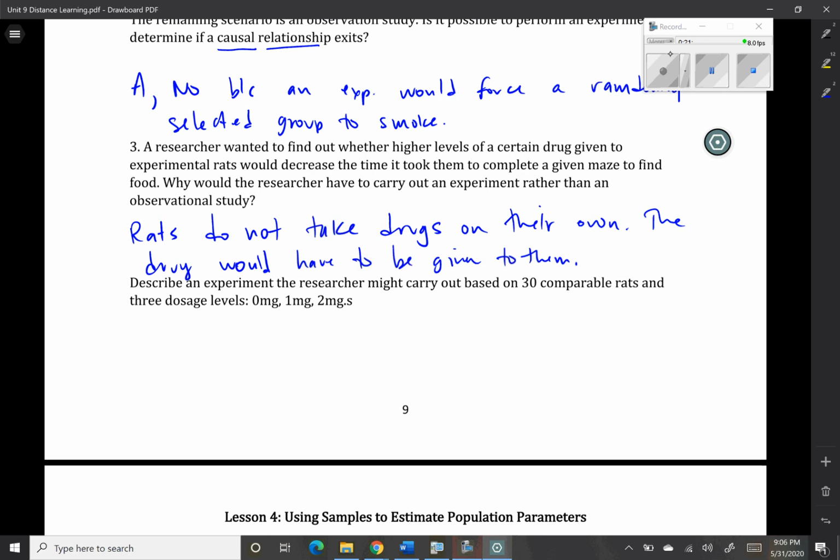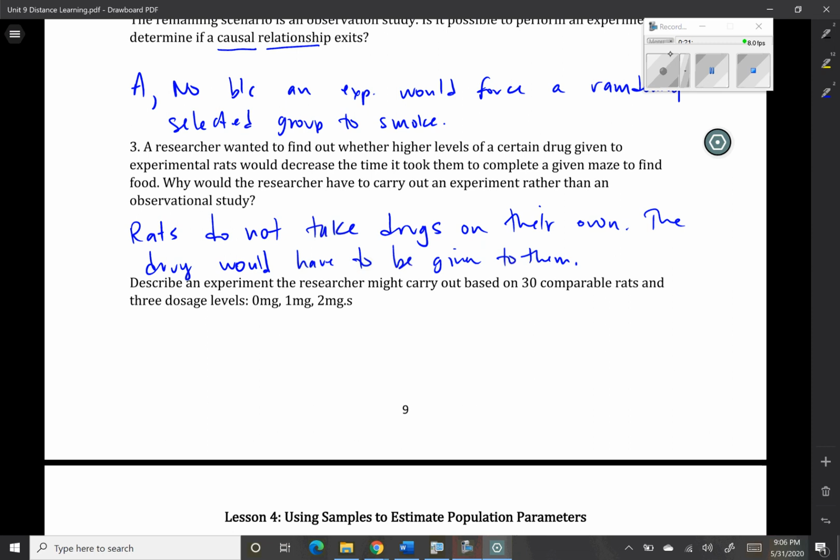If it was people, it would be different. Right? If it was people, you could say, that person is choosing to take drugs before this study, and these people are not choosing to take drugs before this study. Rats don't have that choice. They have to be given the drugs, okay?